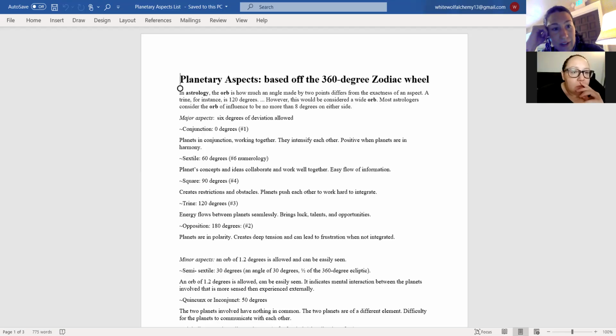So then we get to the minor aspects, and I wrote out, again, I'm sorry, there's no symbol, but I wrote out all the names, the degrees, and the meanings. So literally everything we're going over today and more is in these two Word documents I'm going to send you after we are done. Okay, perfect.